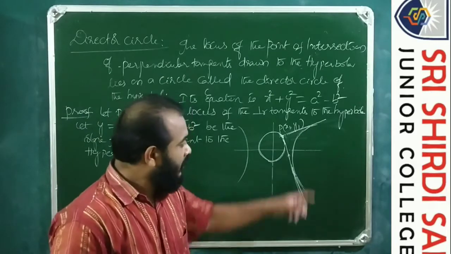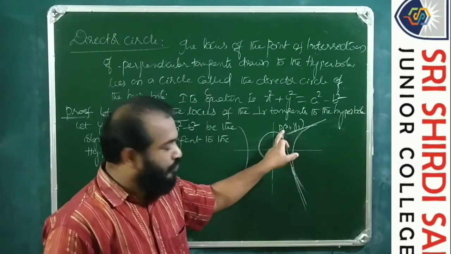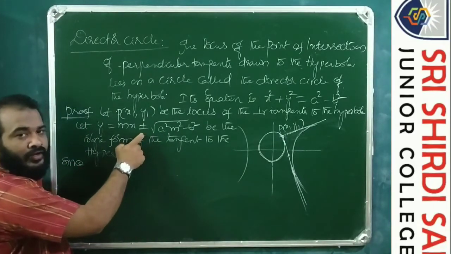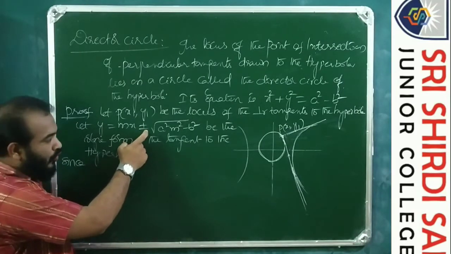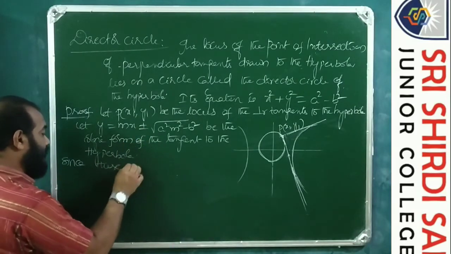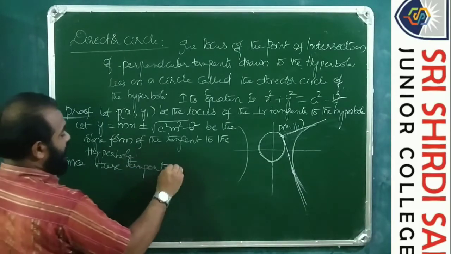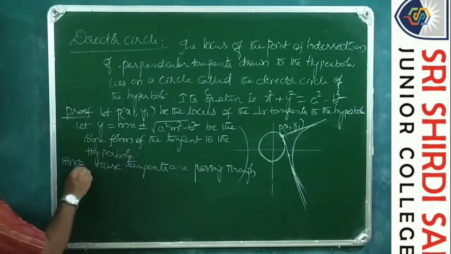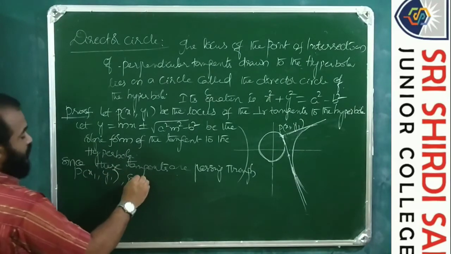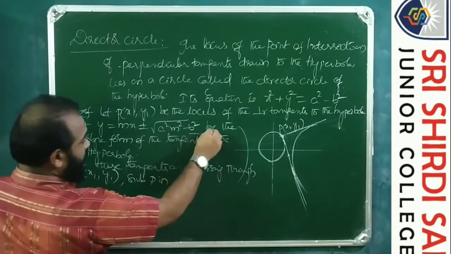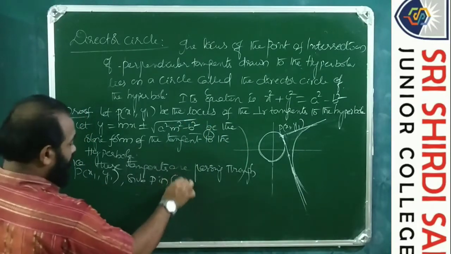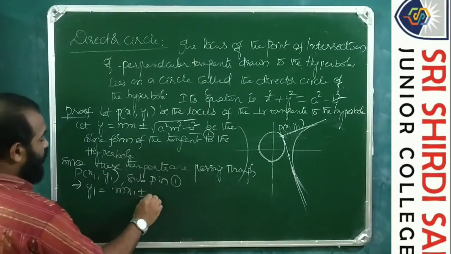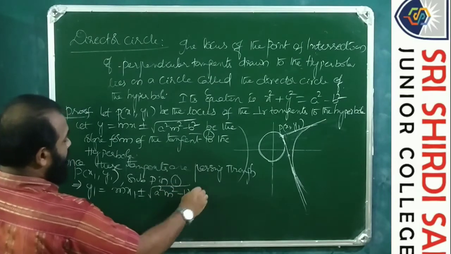Since plus or minus means there are two tangents included in this. Since these tangents are passing through P x1 y1, substituting P in equation 1, we get y1 equals to mx1 plus or minus square root of a square m square minus b square.